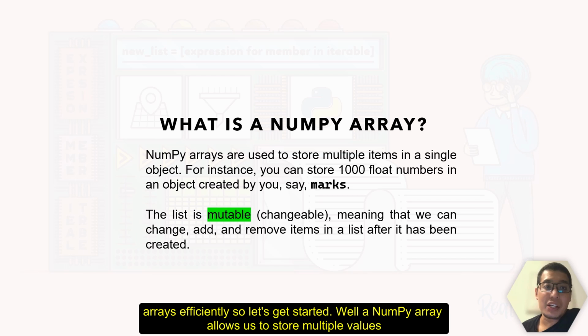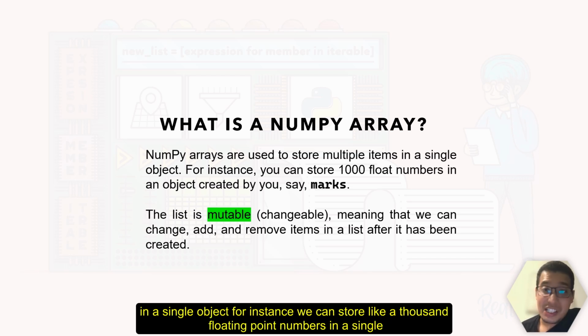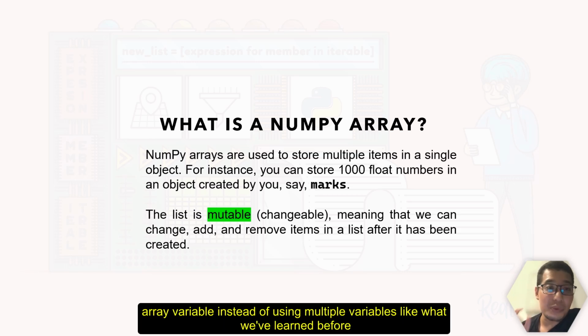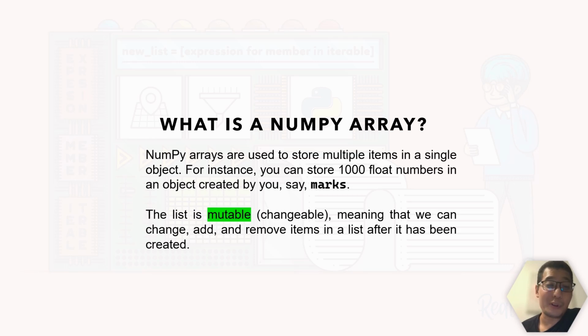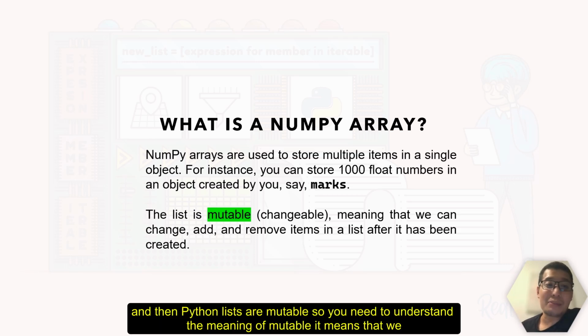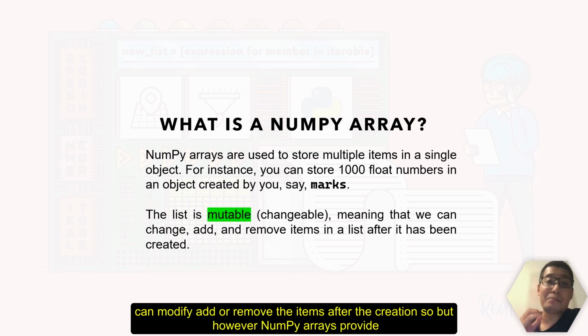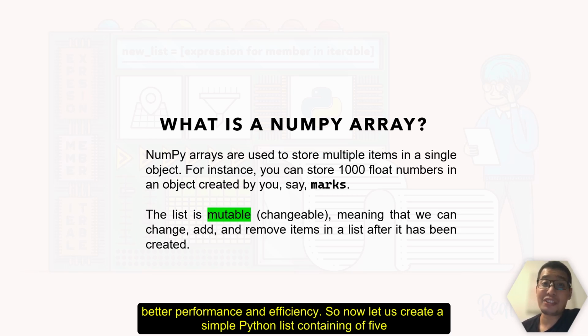So let's get started. A NumPy array allows us to store multiple values in a single object. For instance, we can store 1,000 floating point numbers in a single array variable instead of using multiple variables, like what we've learned before. Python lists are mutable, so you need to understand the meaning of mutable. It means that we can modify, add, or remove the items after the creation. However, NumPy arrays provide better performance and efficiency.